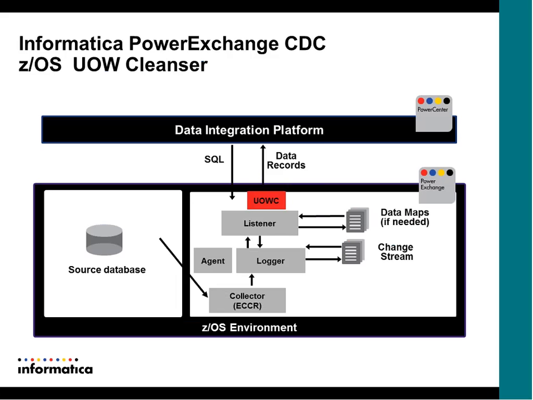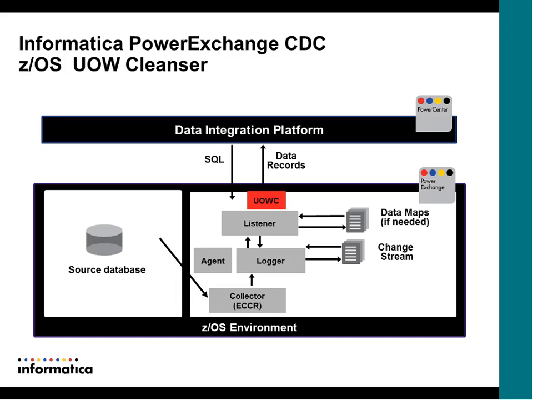On the mainframe, it's slightly different. The collector writes the records directly from the database log to the logger without going through the UOW cleanser. So when the PowerCenter session connects to the listener to retrieve the records from the logger, it then goes through that same UOW cleanser code, which eliminates the aborted transactions and reorders them, so that when they show up in the PowerCenter session, they have been through the UOW cleanser.